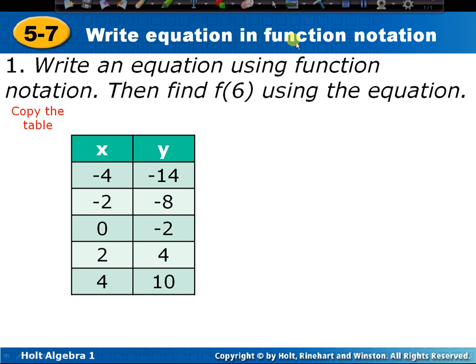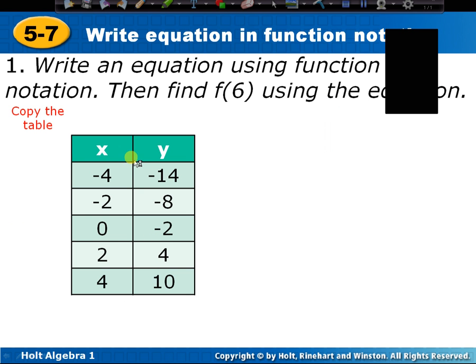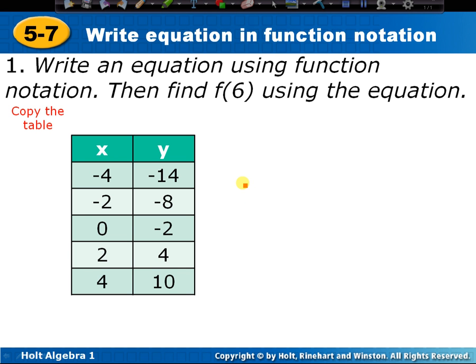Alright, go ahead and copy the table. It says write an equation using function notation with f and find f of 6 using the equation. So go ahead and copy that table down. So you're copying down this. So we're going to come back to our equation, and you're going to write this down. F of x equals the change in y over the change in x times x plus f of 0. And now we're going to find the change in x, the change in y, and the f of 0.